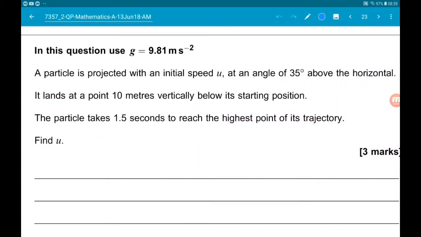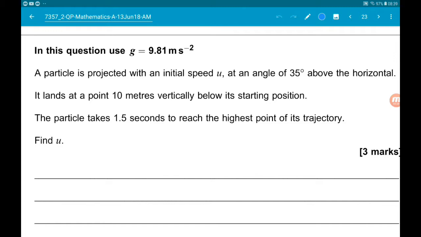Question 16, we have projectile motion with an angle. In this question g is 9.81 meters per second squared, so that's 3 sig figs. That is how our answer should be too. A particle is projected with an initial speed of u at an angle of 35 degrees above the horizontal.